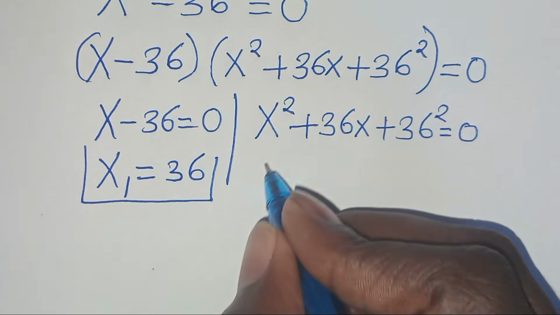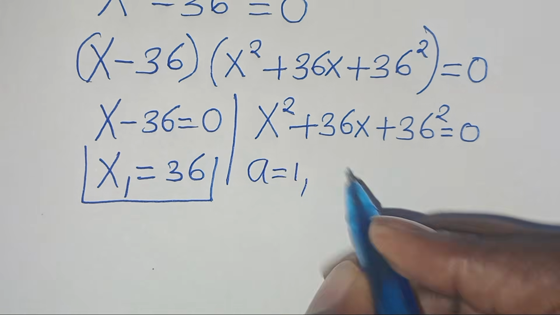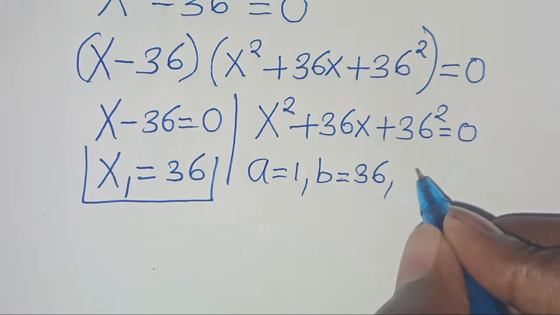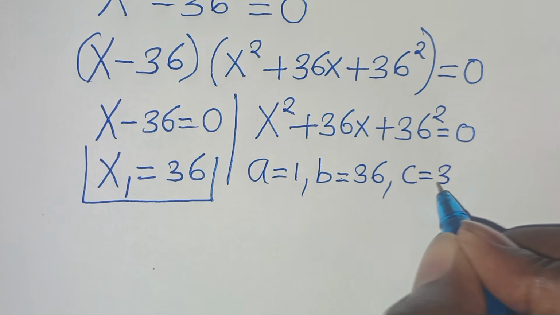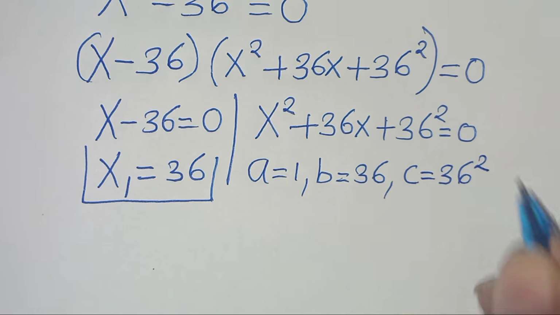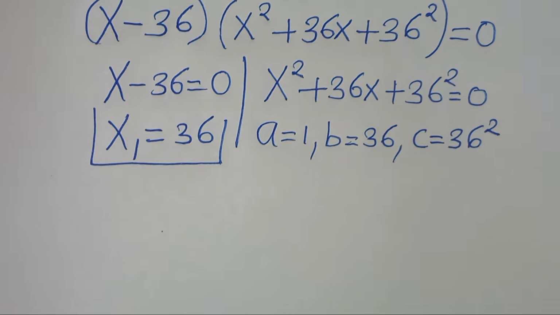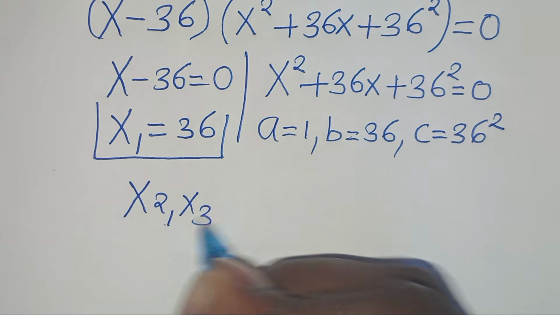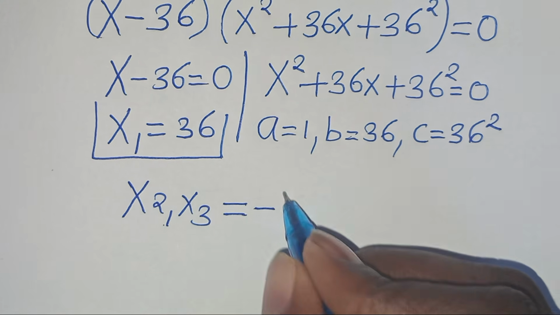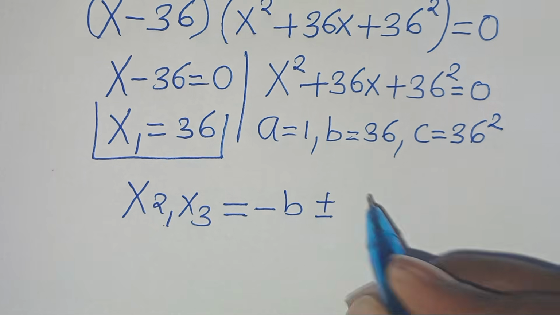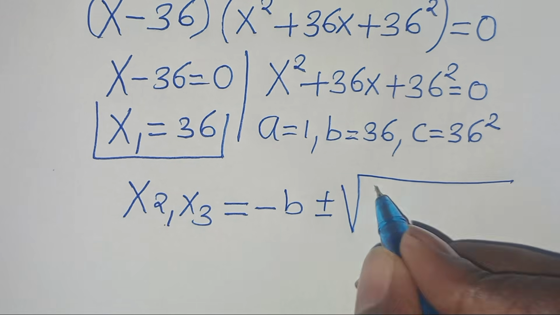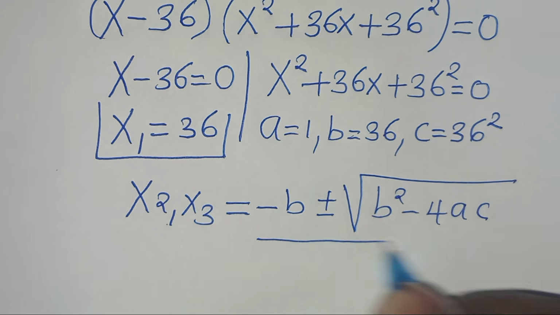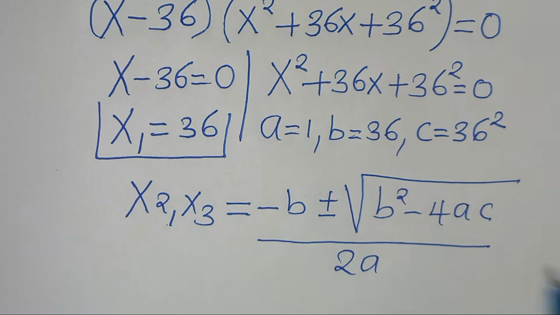Here we have the value of a is equal to 1. The value of b is equal to 36. And we have the value of c is equal to 36 raised to the power of 2. So we can solve for x2, x3 by applying the quadratic formula here, which is minus b plus or minus the square root of b squared subtract 4ac divided by 2 times a.